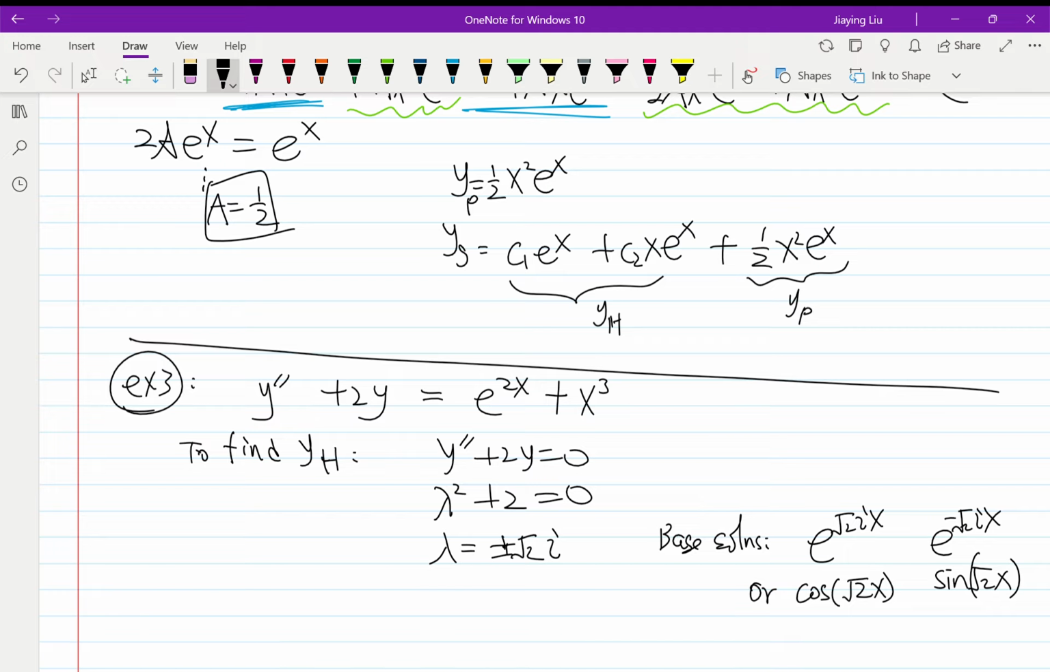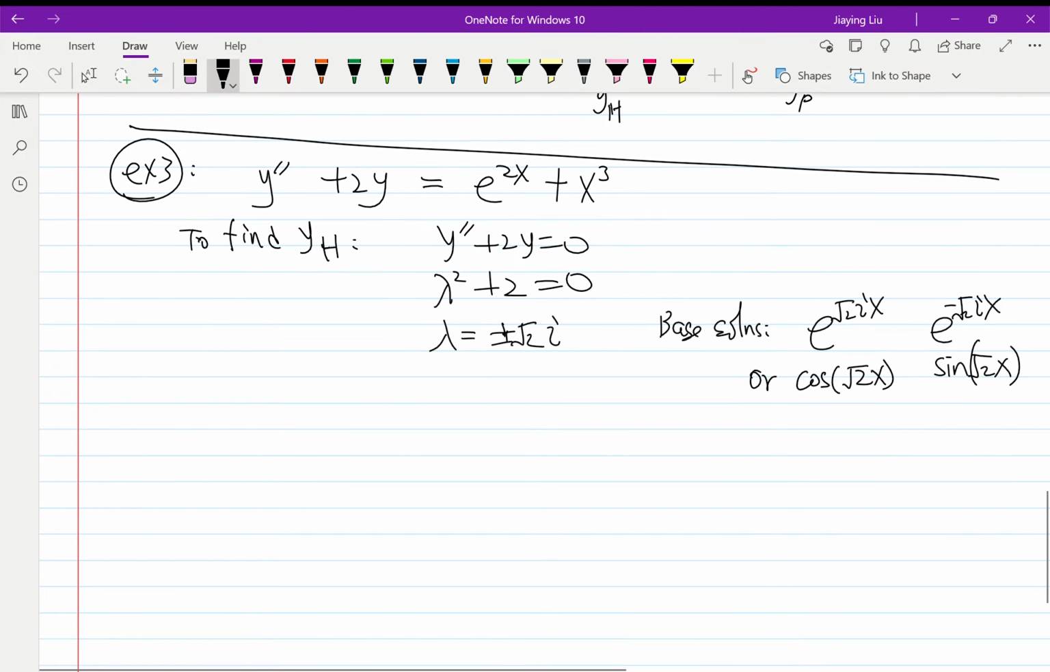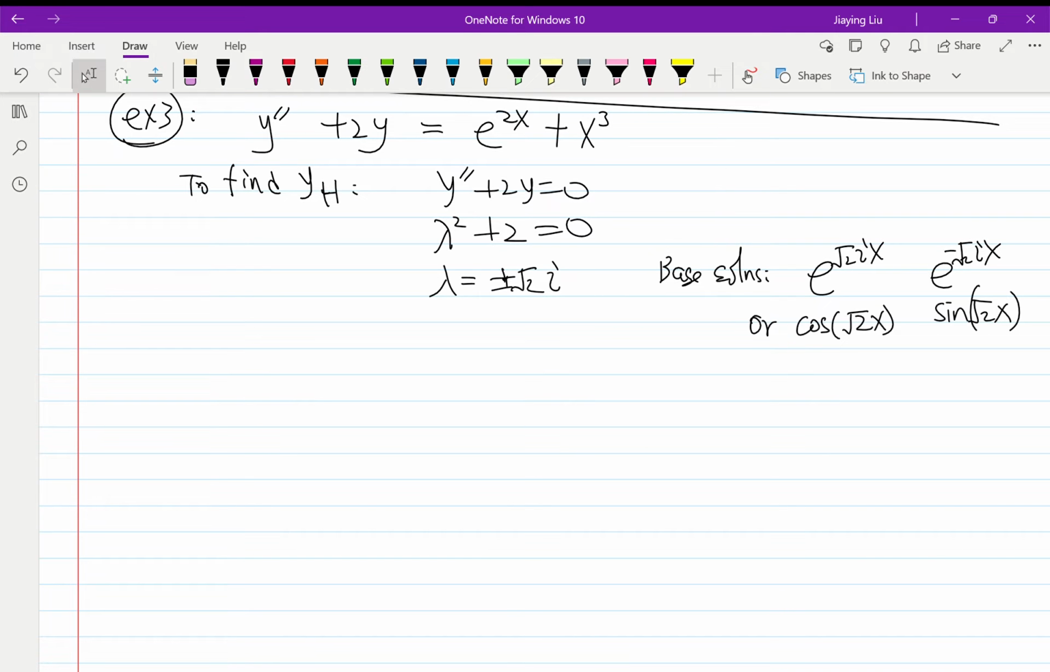We're just going to keep positive for both. You don't have to put a negative sign in either cosine or sine. And even if you do have a negative, it's not wrong. It's just that the negative will be absorbed by C1 or C2 at some point. So it's nothing wrong there. So we're going to use sine and cosine. The homogeneous solution is going to be C1 cosine square root of 2x plus C2 sine square root of 2x.